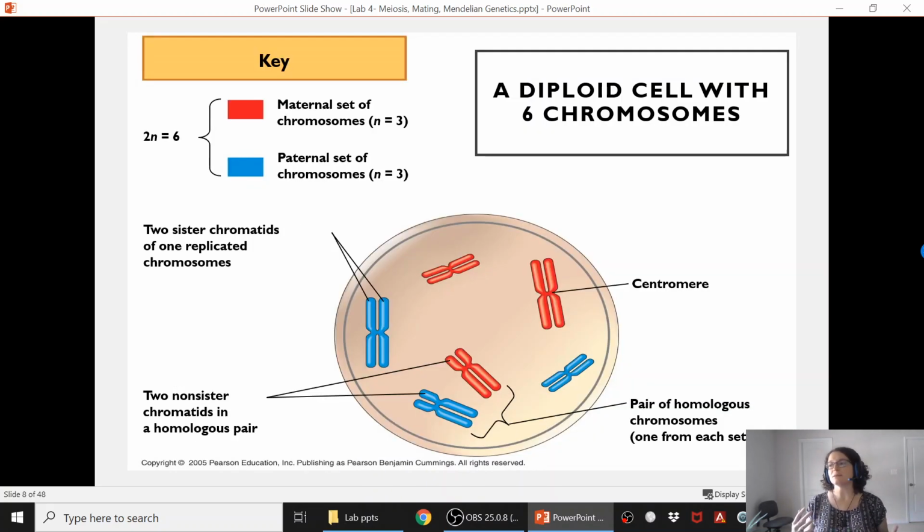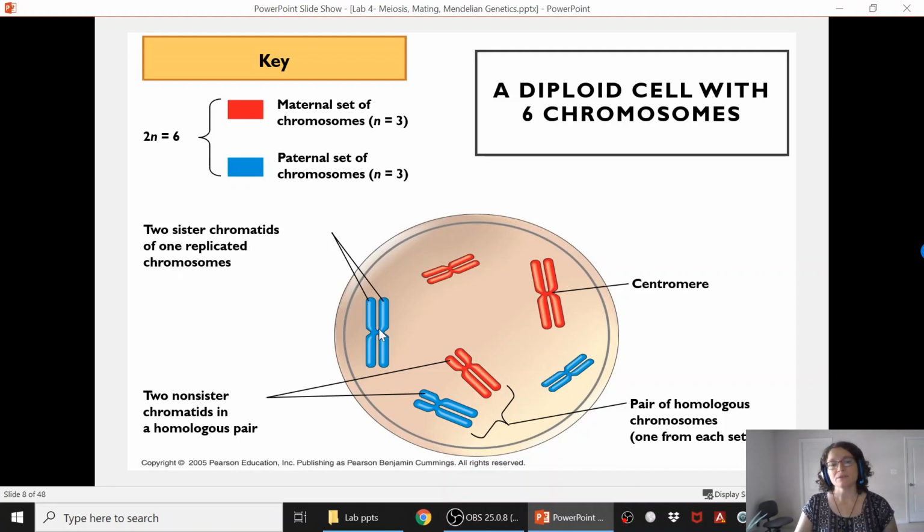So this gives you a little bit of an idea of how this works, okay? So let's pretend you have a diploid cell. It only has 6 chromosomes, which means the n number is 3. Maternal set of chromosomes, n equals 3. Paternal set of chromosomes, n equals 3, okay? 3 from your mom, 3 from your dad.